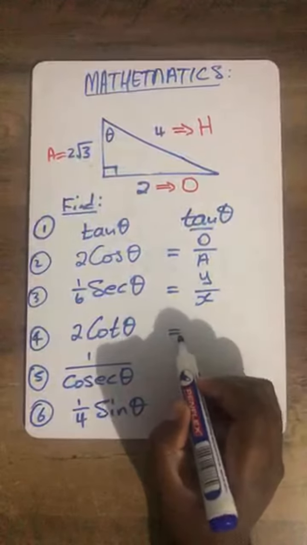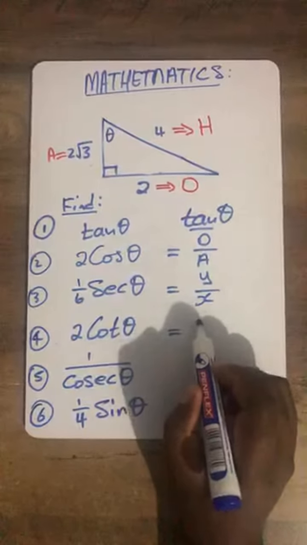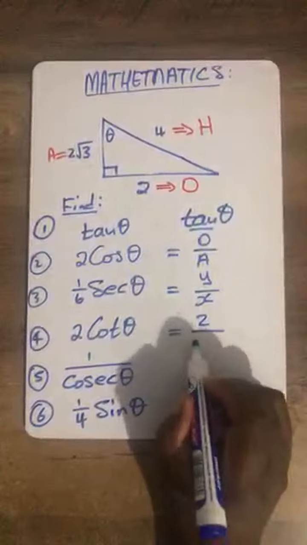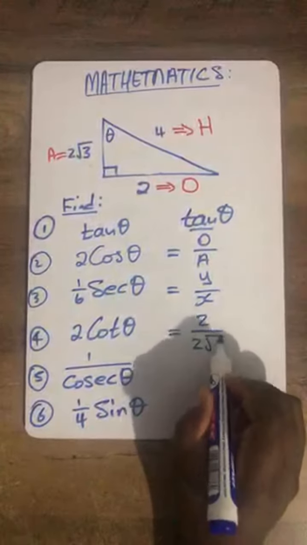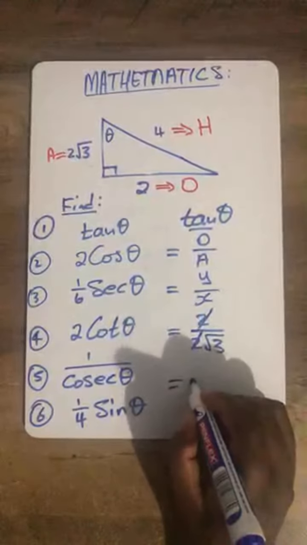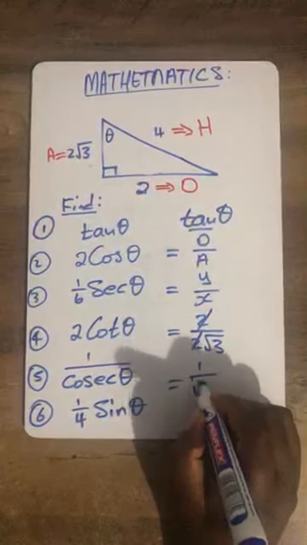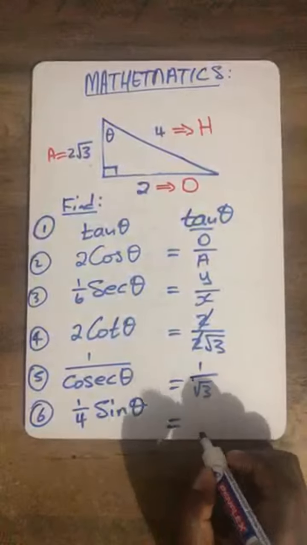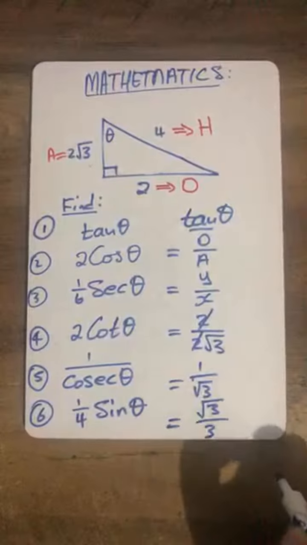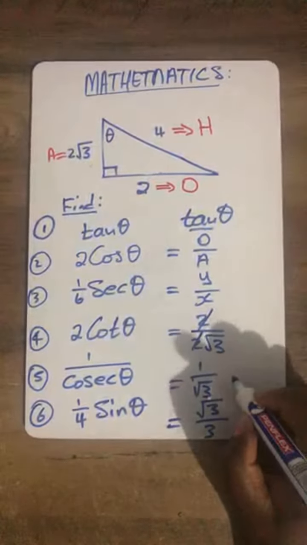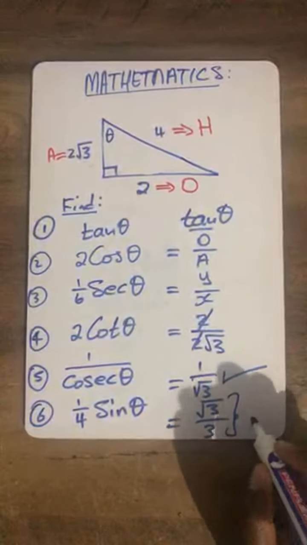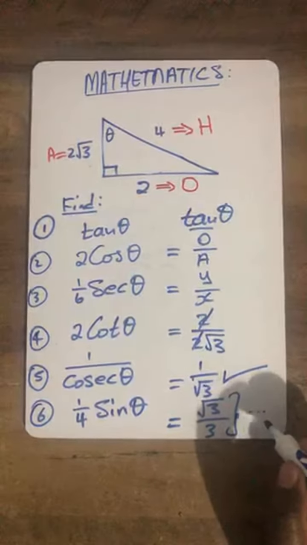So the question now is, what is opposite? Your opposite is 2 there. And then what is your adjacent? Your adjacent is 2 square root of 3. So that cancels with that, and you end up having 1 over square root of 3. When you punch it on a calculator, it can give you a decimal. If you remember, I've only taught you up to that stage. This part, we will discuss on our next lesson.